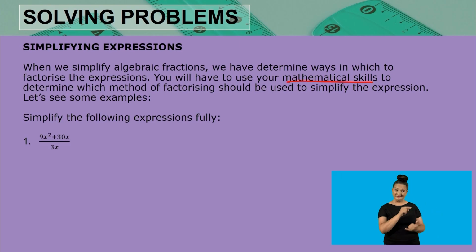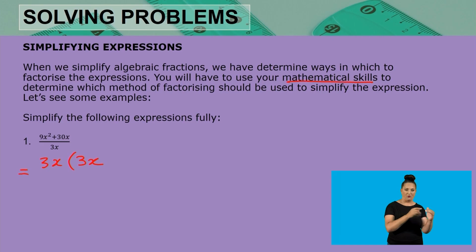So I am going to factorize. When we look at the numerator there, we can take out a common factor. And the common factor that we are going to take out there is a 3x. Now when we take out a 3x there, we are going to be left with 9x squared divided by 3x, that is a 3x.